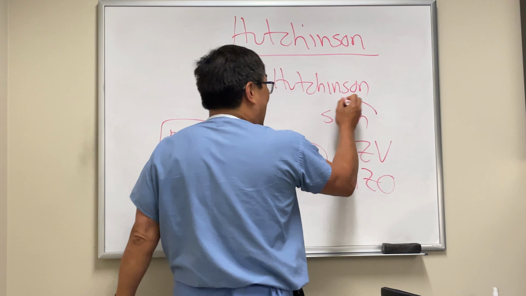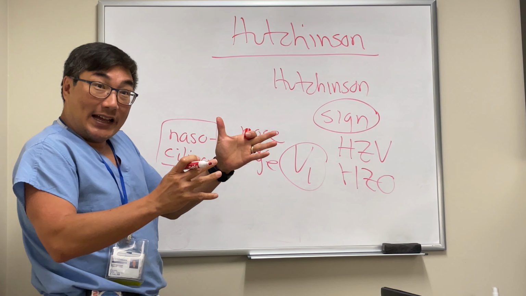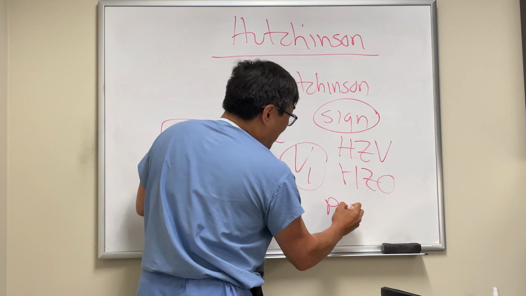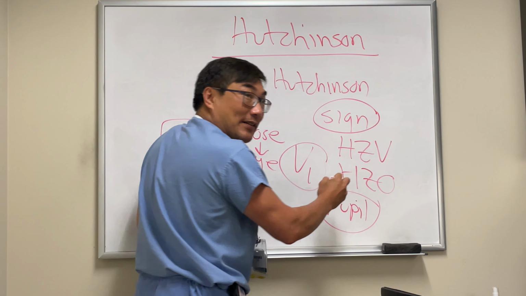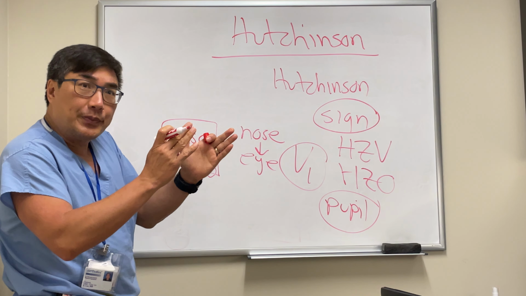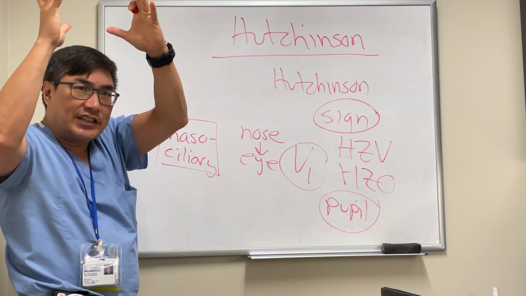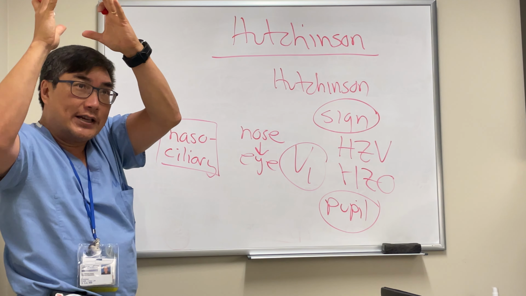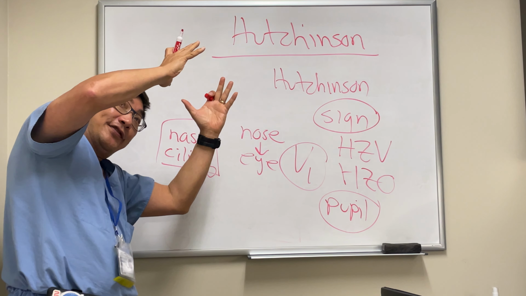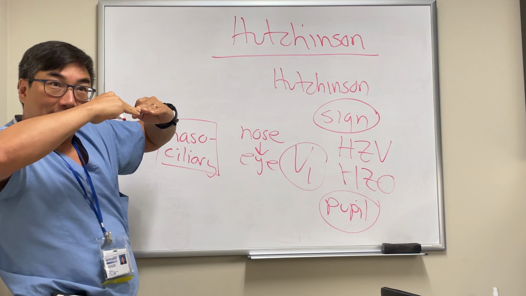We also have a different sign, but it's a pupil sign, and so we call that the Hutchinson pupil. It's also a sign, however. And in the Hutchinson pupil, if you have a supratentorial lesion causing mass effect and shift, like a brain tumor or a hemorrhage, it can cause brain shift and tentorial herniation.